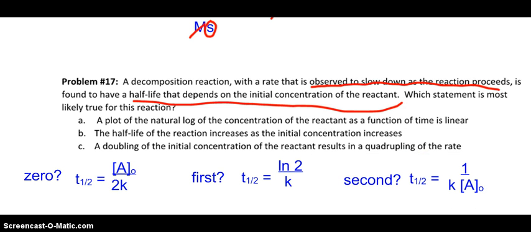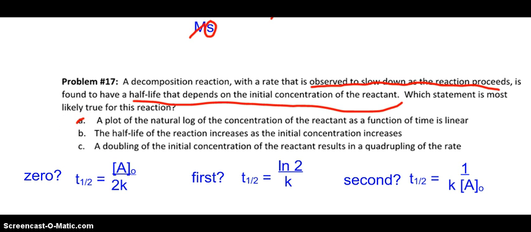All right, so is it A, B, or C? Well, choice A says the natural log of the concentration of the reactant as a function of time is linear. That's not second order, is it? It's first order. See, look at here, first order, natural log. So A is definitely not correct.